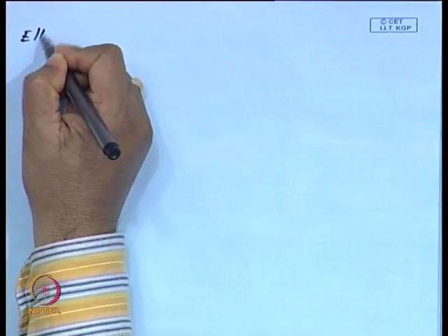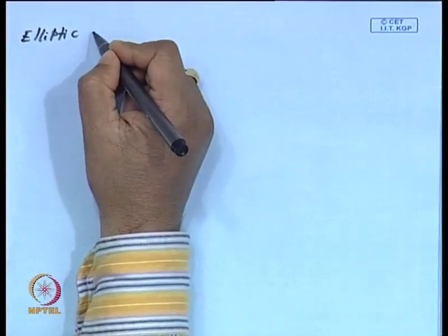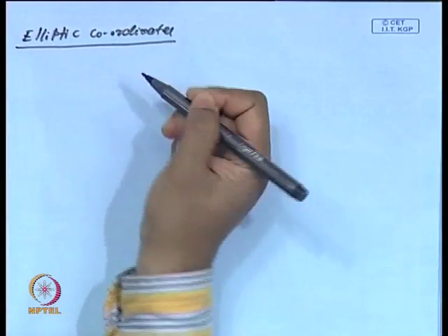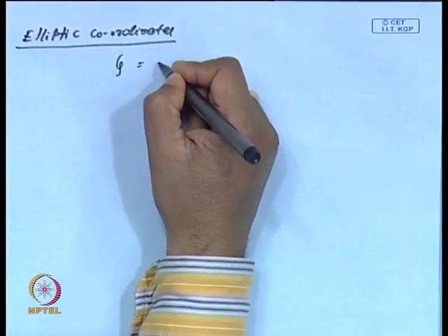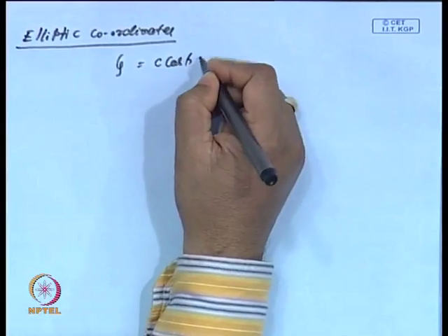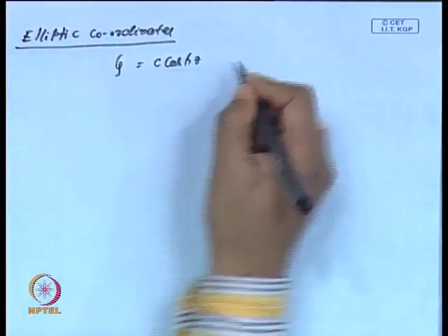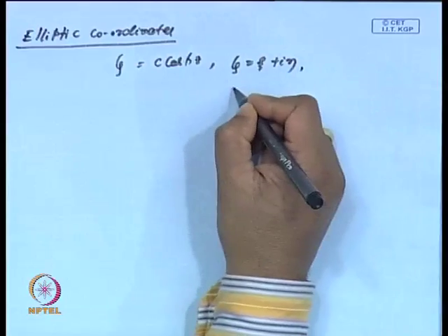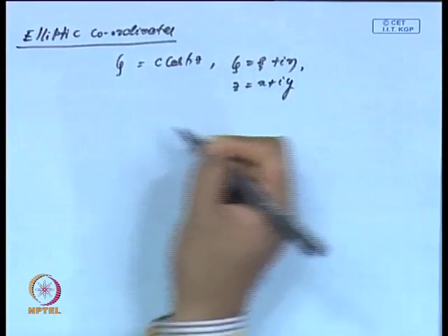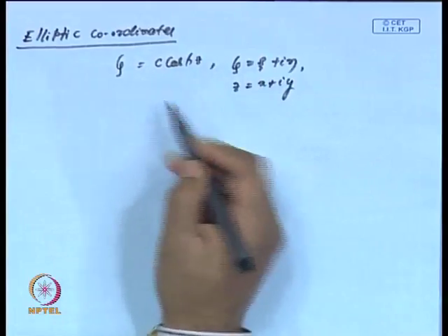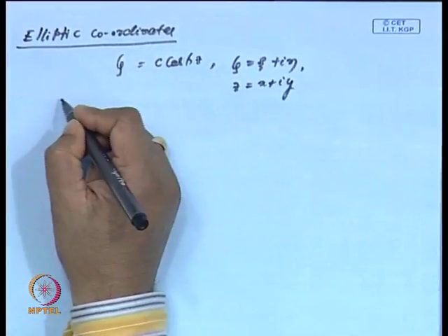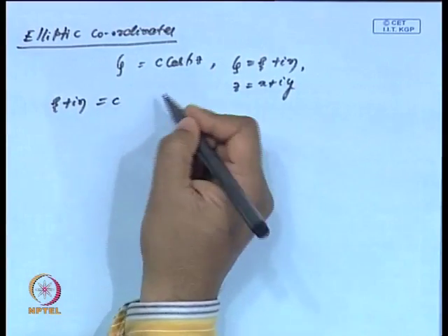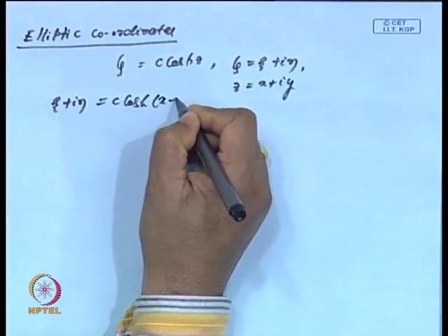Before going further, let us think of what the elliptic coordinate system is. Suppose I say zeta is equal to c cosh z, where zeta is xi plus i eta and z is x plus i y. Then if I substitute, zeta, which is xi plus i eta, is c cosh z, with z equal to x plus i y.